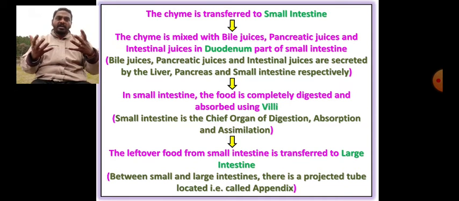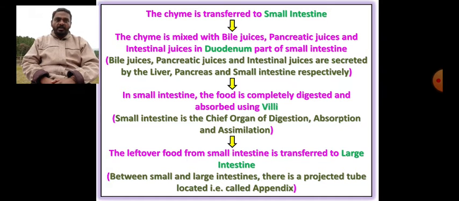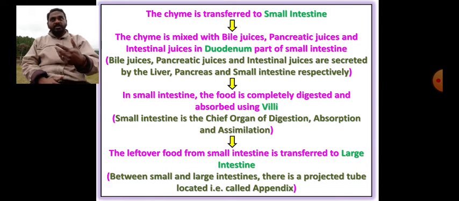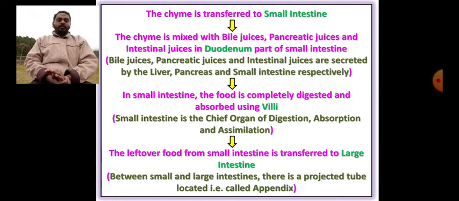All these things are completely given on, and once all that gets thoroughly digested, the digestion is done. Small intestine is the main organ in which the maximum, the best digestion is done. That is why it is called the chief organ of digestion. Not only digestion, it is the chief organ of absorption, and then assimilation too. So here maximum digestion, better absorption, and total assimilation take place. So that way the small intestine is a very important one, right?